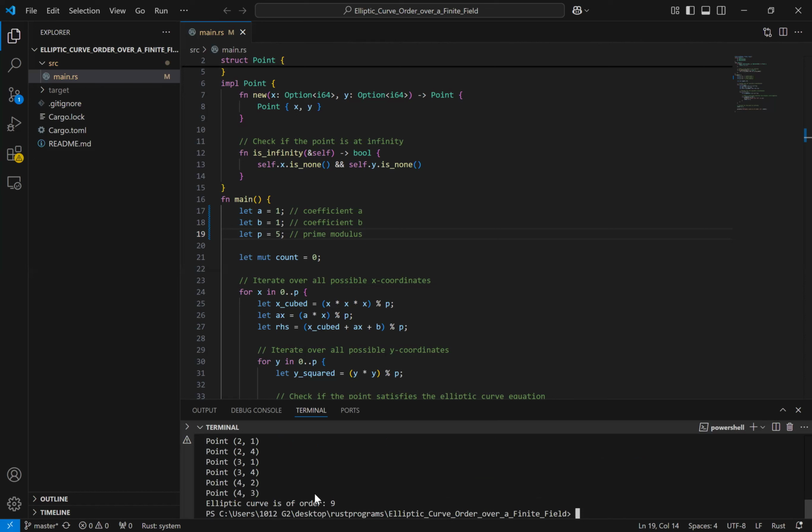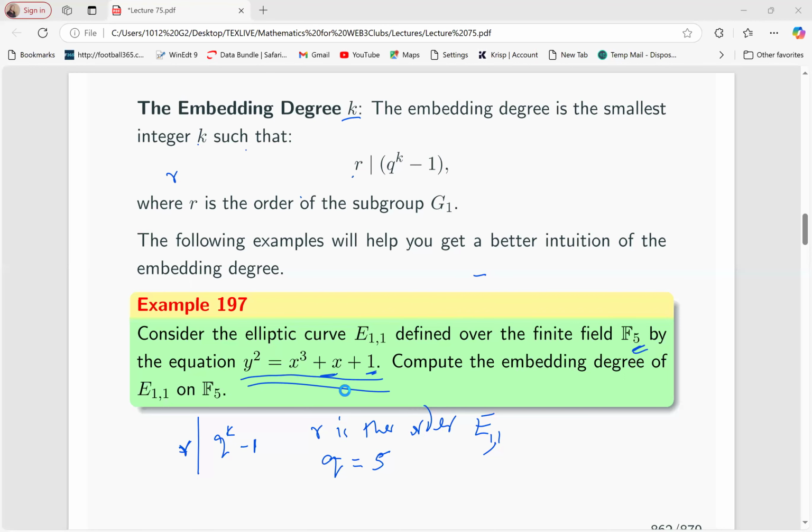Okay, and then it tells me that the elliptic curve is of order 9, has 9 points. So that means that in our case, R is 9. And Q, we say, is 5.